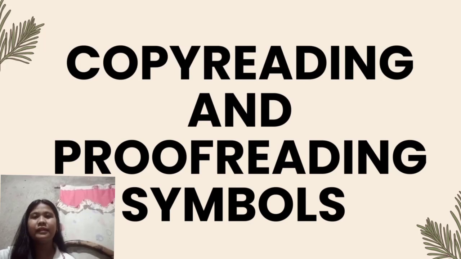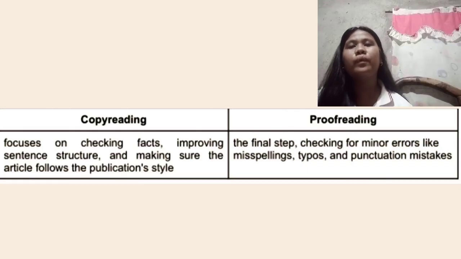So good day everyone. We are Group 3 and we are assigned to talk about copy reading and proofreading symbols. When we write articles for our school paper, we don't just write and publish right away. We go through a lot of process to make sure that our work is accurate, clear and polished. That's where copy reading and proofreading come in. But first, we are going to know the difference between copy reading and proofreading.